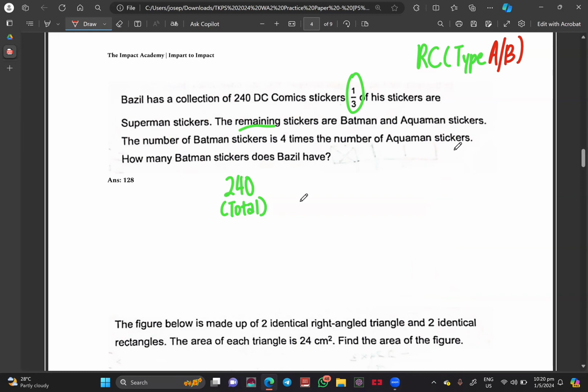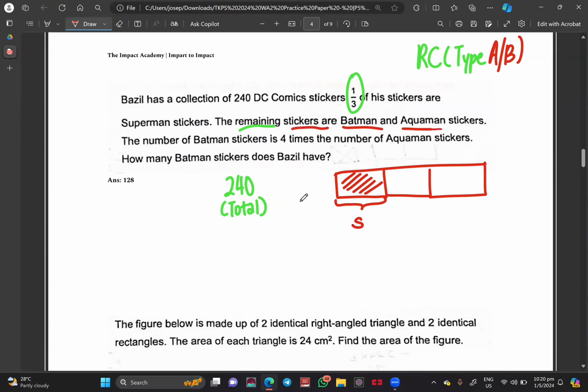So we know 240 is the total. We can see that 1/3, so we are going to draw 3 units. We are going to shade the first part, and we say that this part is Superman. The remaining stickers are Batman and Aquaman. I don't know exactly what. I just know that this is B plus A. Why B?